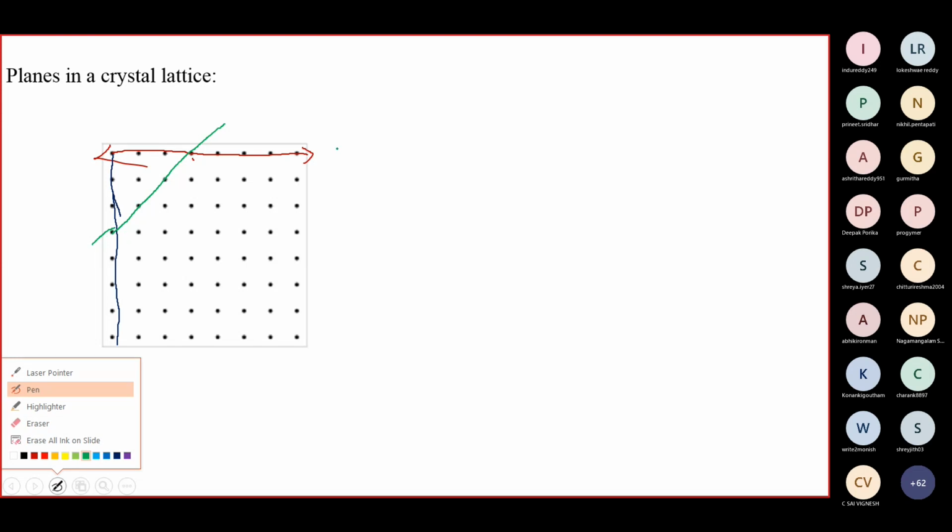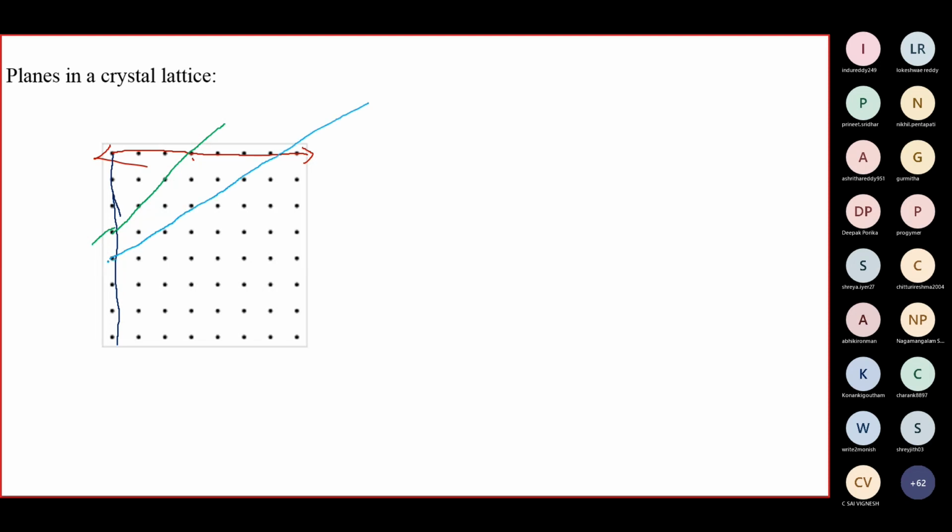This plane was along vector A. This was along vector B. But now this is a combination of vector A and B. Choose this plane. Go on extending in this direction. What do you get? Same lattice. Now choose another plane. This also gives the same lattice. Then choose another plane. This also gives the same lattice.